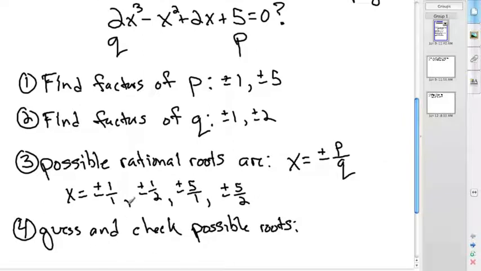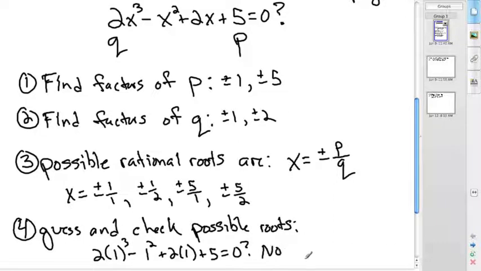So let's check positive 1. So if we have 2 times 1 to the third minus 1 squared plus 2 times 1 plus 5, does that equal 0? And it does not. That is no. So positive 1 is not a root. There's a much easier way to do this. You plug the equation into y1 in your graphing calculator. So let's do that.